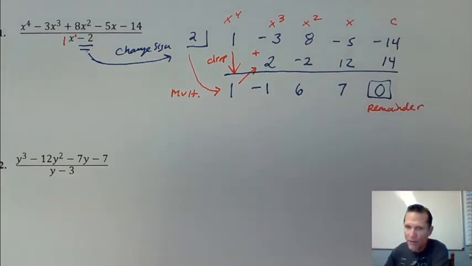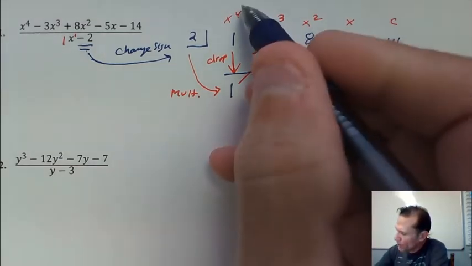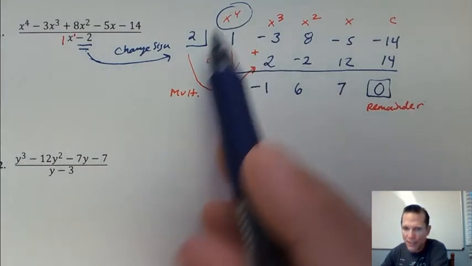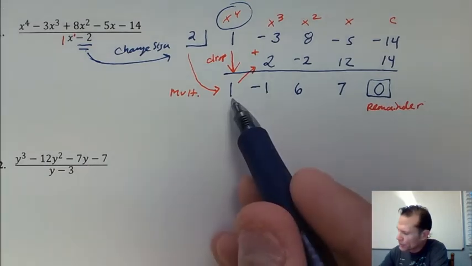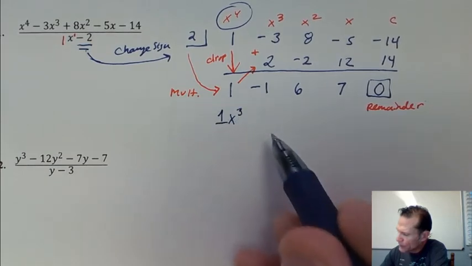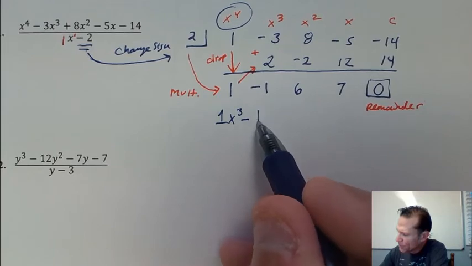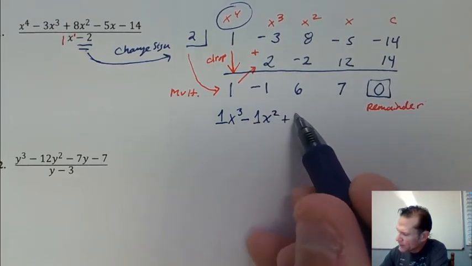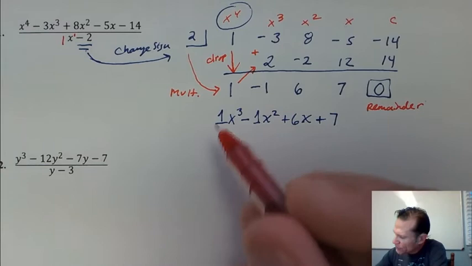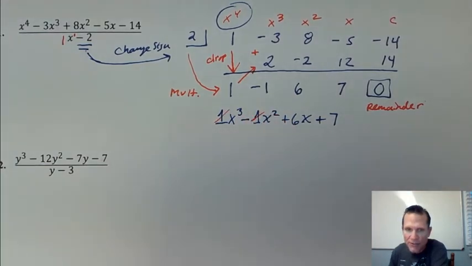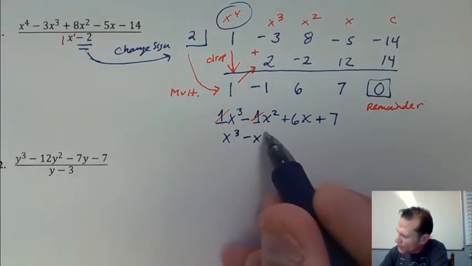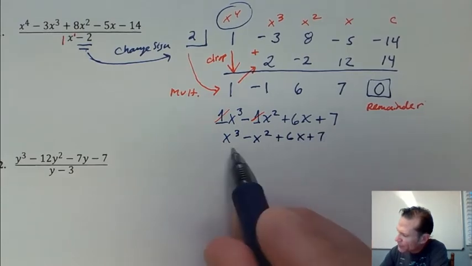So how do we write our answer? We look up at that x to the 4th, and we knock this down 1 degree. Knocking it down 1 degree is going to be x to the 3rd. So this is going to be 1x to the 3rd. I'm just putting the 1 there to show you wouldn't write it. You write 1x to the 3rd minus 1x squared plus 6x plus 7. I'm going to draw a little red line through those 1s, because you wouldn't write those when you write your answer. So your answer would look like x to the 3rd minus x squared plus 6x plus 7. That would be what you type in.